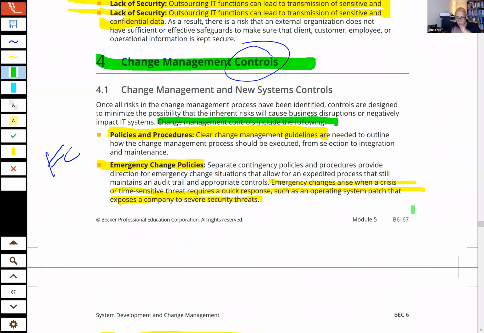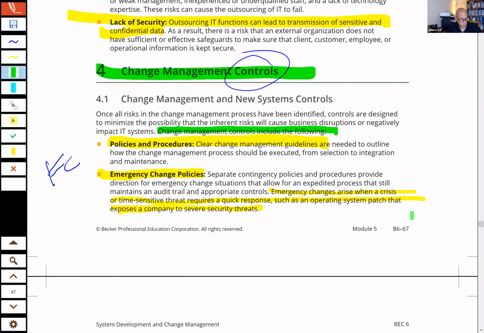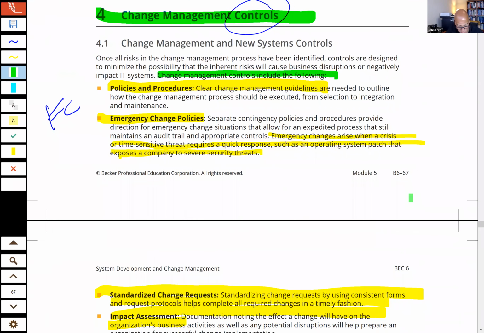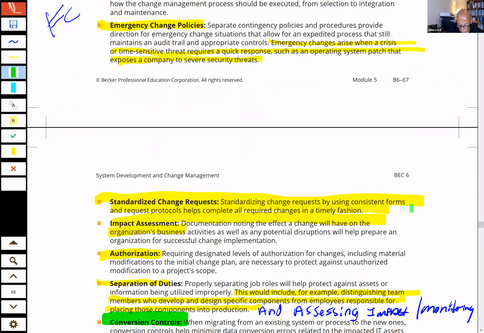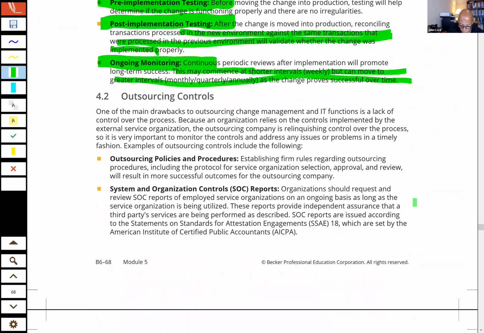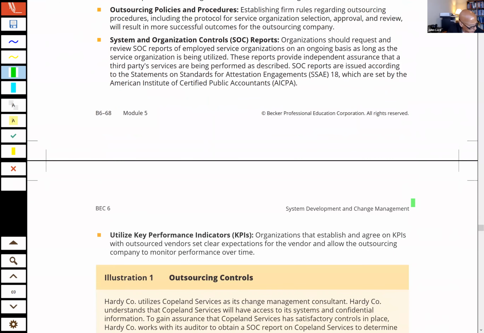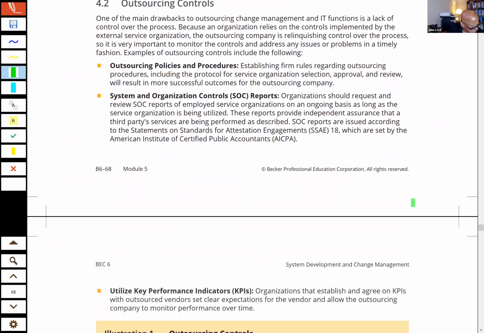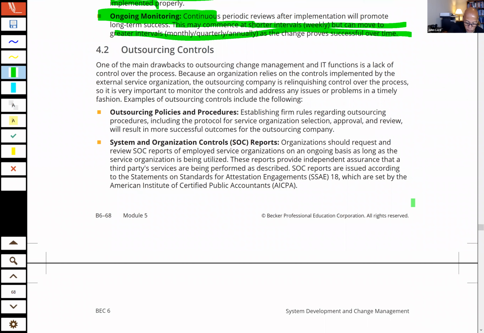And again, we've got risks of the change, and we've got controls, ways to manage those risks. Okay, good. Now we come over, and I thought I went over outsourcing controls. Oh, no, I didn't. I went over outsourcing risk. Let's look at outsourcing controls, because we said there are two types of risk: one is the implementation risk, the other is the outsourcing risk.